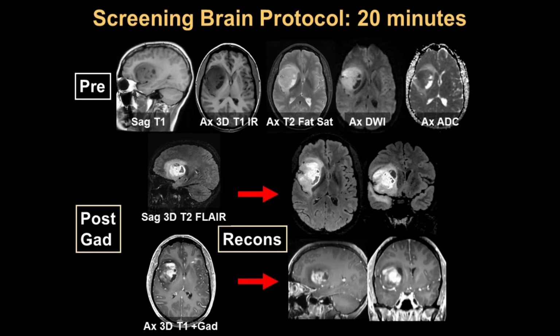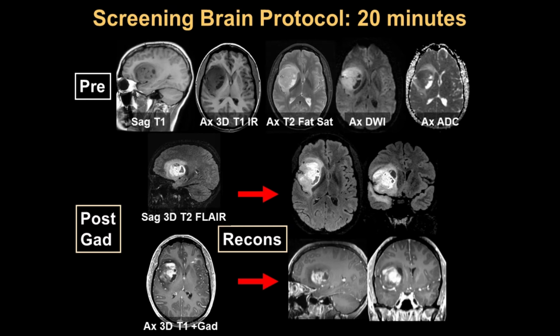This is just one example of our screening brain protocol. This would be appropriate for anyone with any acute illness, acute seizure today. It's nothing fancy. We've got a 20-minute protocol that gives us pre- and post-contrast imaging of various sorts. Post-contrast, you'll see some of my cases.